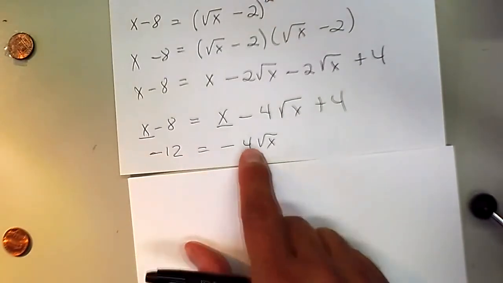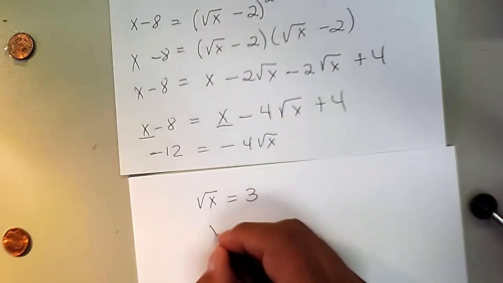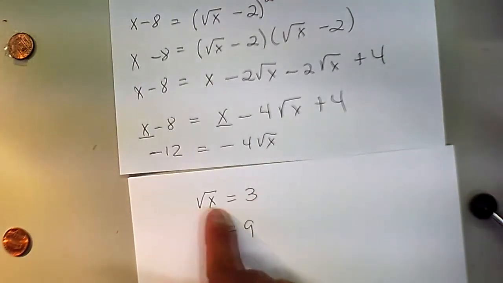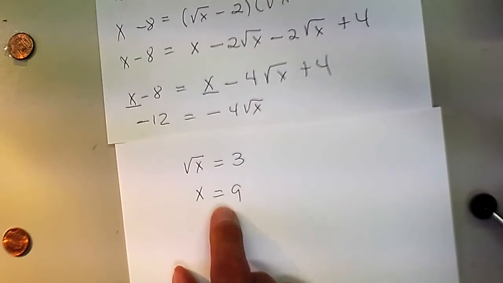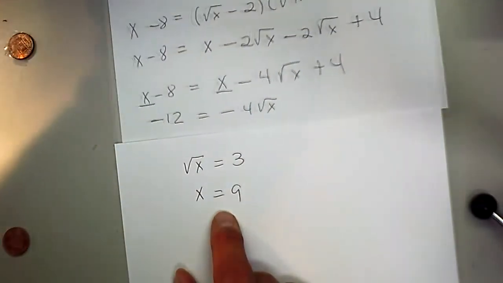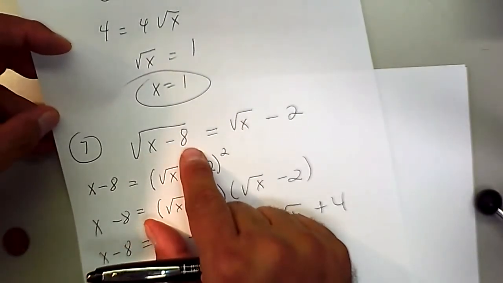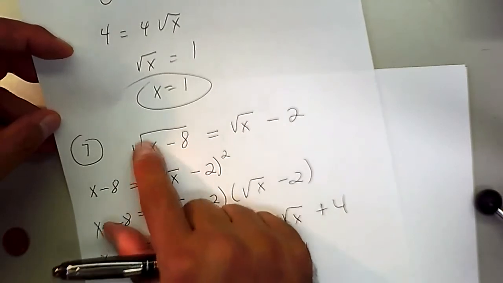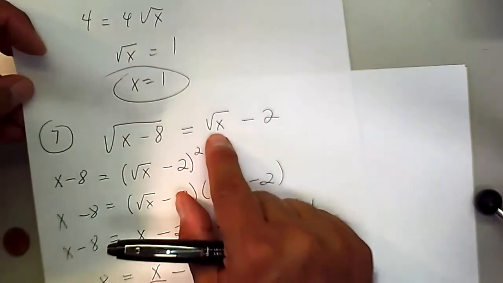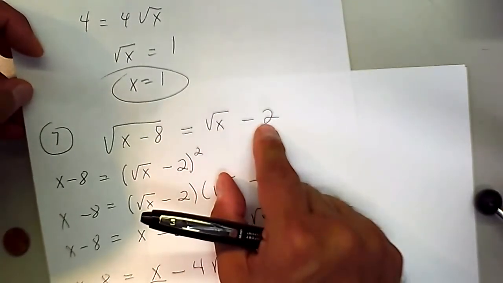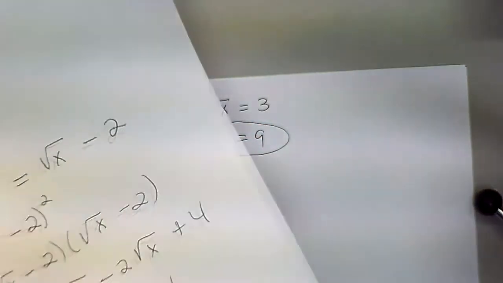So divide by negative 4, that means that root x has to be 3, which means x has to be 9. Square root of what number gives us 3? The only number is 9. That's a candidate. It's not an answer yet. It's not a solution yet. We have to check. Put it back into here. 9 minus 8, 1. Root of 1 is 1. Okay, that's 1. Square root of 9 is 3 minus 2, 1. Yes, it works. So now we declare this as our only solution.